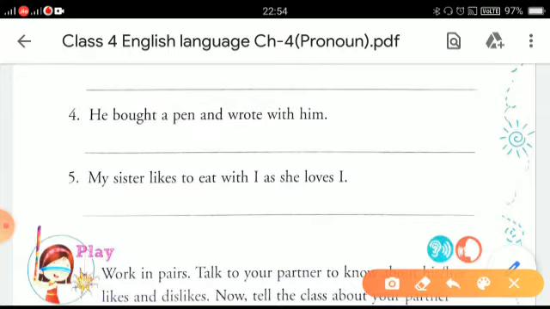My sister likes to eat with I as she loves I. I would be a wrong pronoun. And what is the right one? Let's see. My sister likes to eat with me as she loves me.